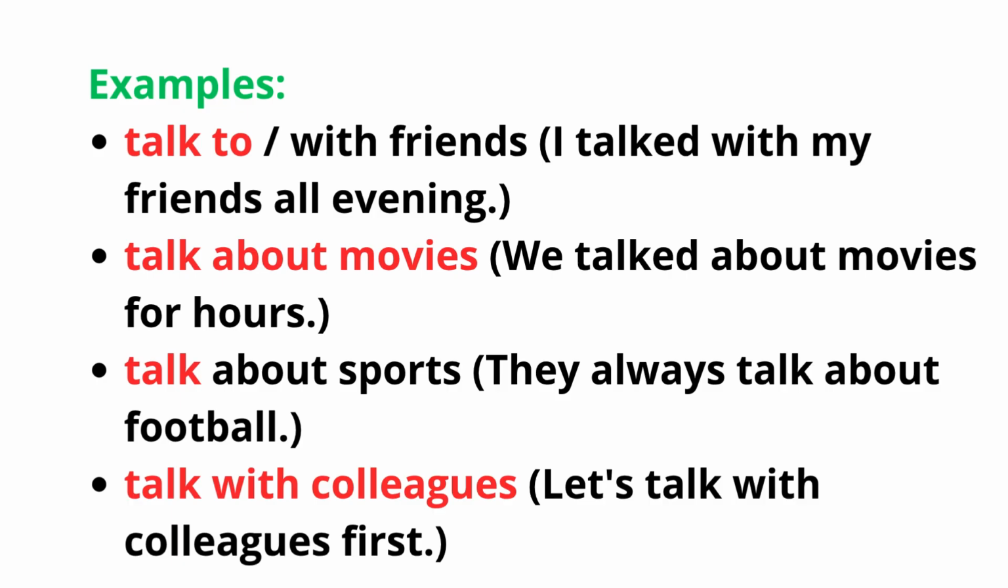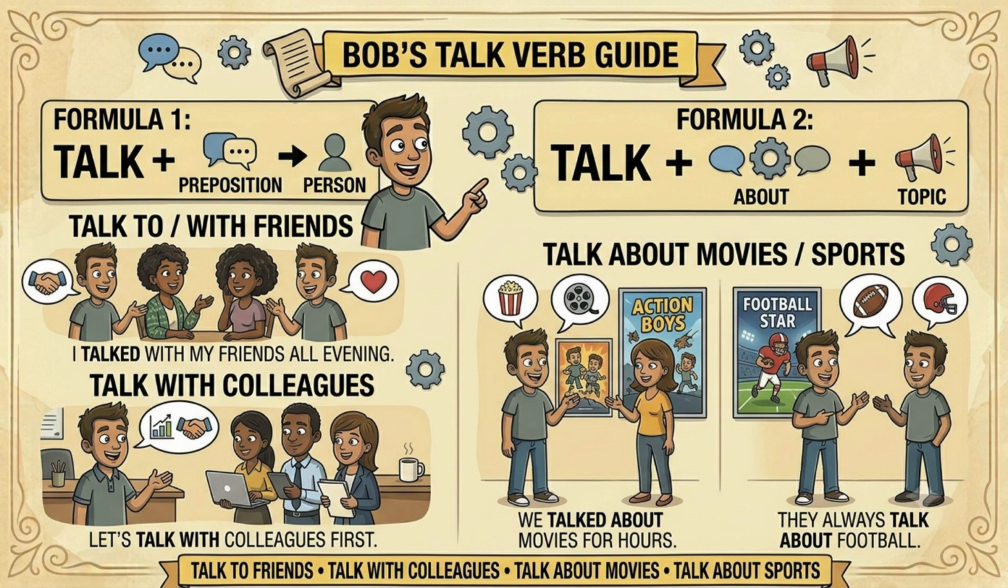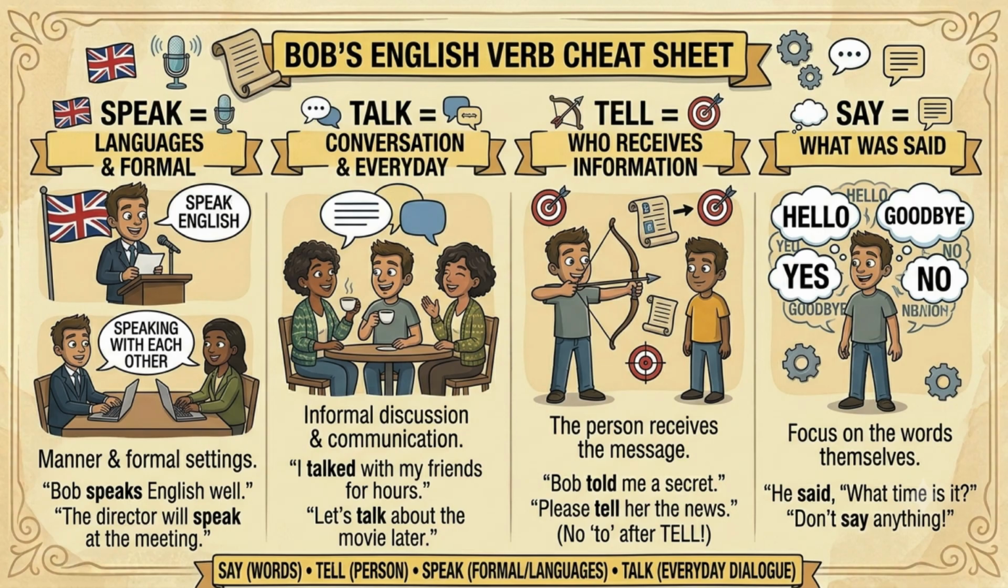Talk about sports. They always talk about football. Talk with colleagues. Let's talk with colleagues first. Quick summary: use talk for friendly, informal, two-way communication. Formula: talk plus to or with person. Talk plus about topic. And now, as promised, here is your cheat sheet.